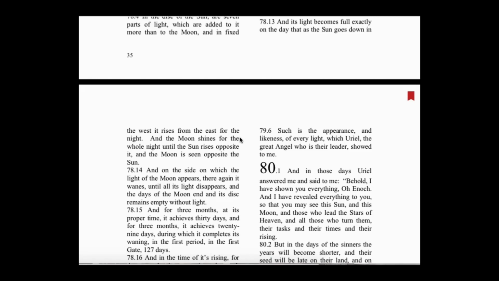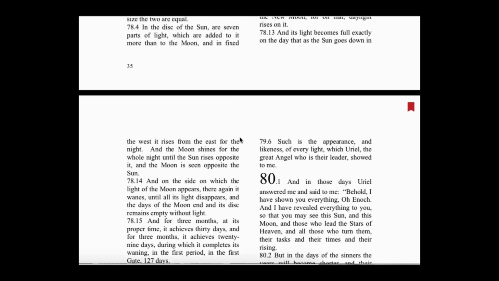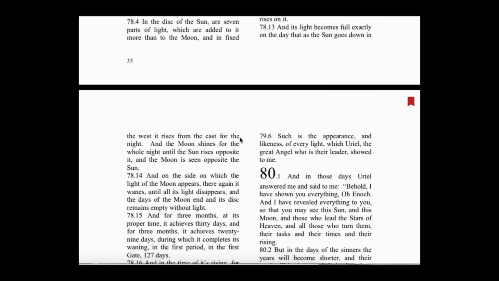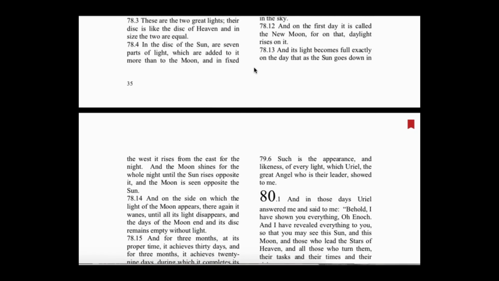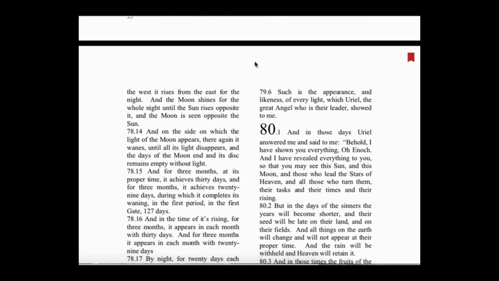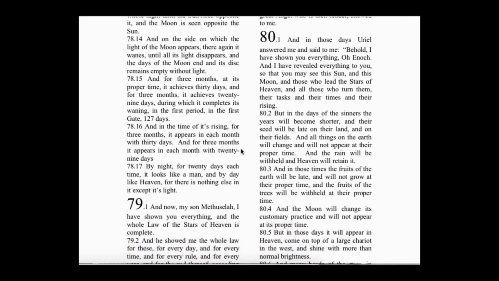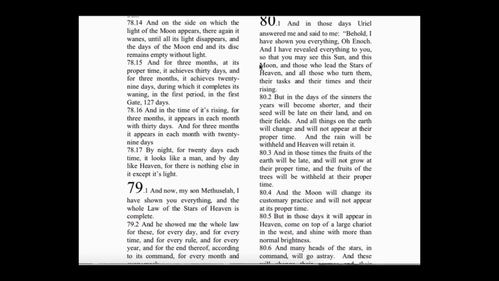So then it describes the full moon, because the full moon has light, right? Even during the nighttime. At nighttime the moon has light, but the new moon at night has no light, right? And then 78.14 says that when the moon wanes, gradually the light disappears.